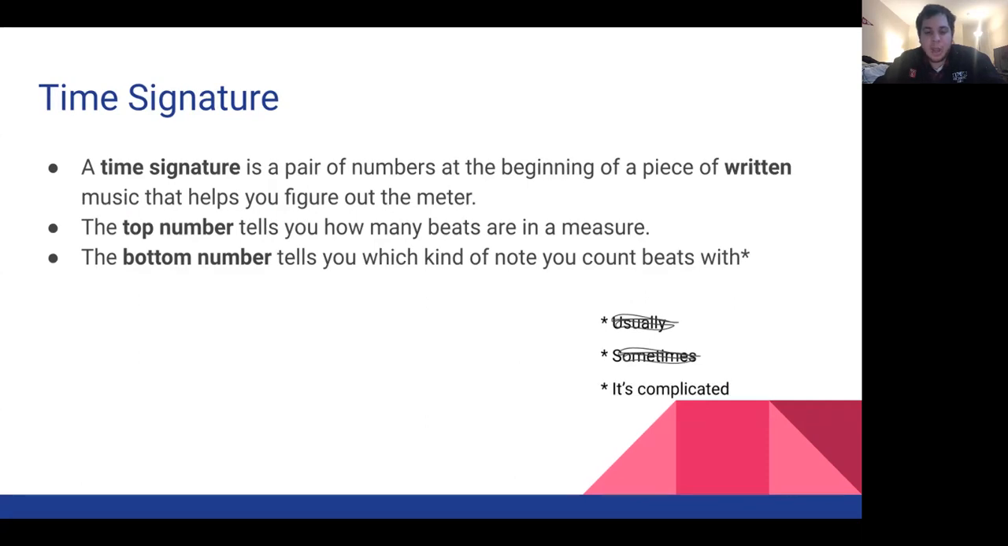Sometimes. No, it's complicated. Usually, that's true. The bottom number will tell you what kind of note you count beats with. Today, the work that you're doing in this slideshow, that is absolutely true. When we move on and start to talk about other kinds of rhythms, the bottom number might not always mean that. That's something to keep your eye out for and your ear out for in future weeks and months as we explore rhythm and time signatures together. But for today, this is true.